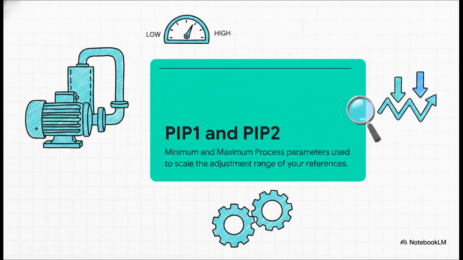Now, before we even think about tuning those gains, we have to scale our system using a few core process parameters. First step is PIF, which stands for PID Enable, that literally just turns the function on. Next is FBK, your feedback input, which tells the drive exactly where to listen for your sensor. And finally, PIP1 and PIP2. These are your minimum and maximum PID process parameters. They establish the absolute operational boundaries for whatever process you are trying to control. Think about it. If you don't tell the drive what 0 looks like and what maximum capacity looks like, the math in the PID loop has absolutely no context and it simply won't work.